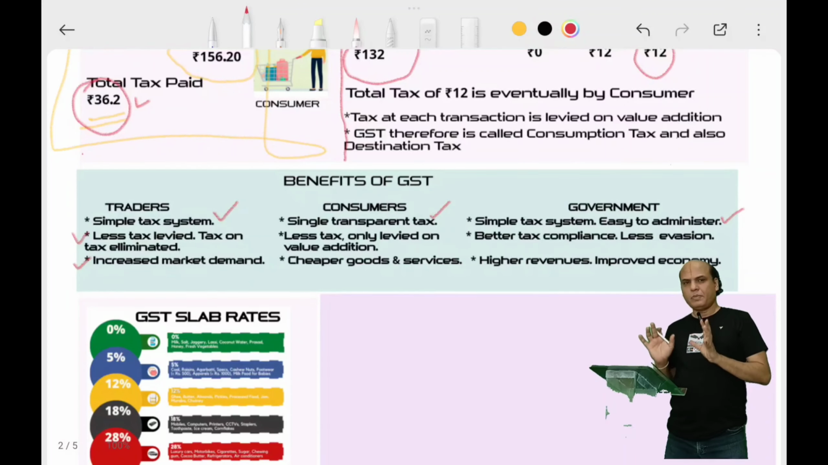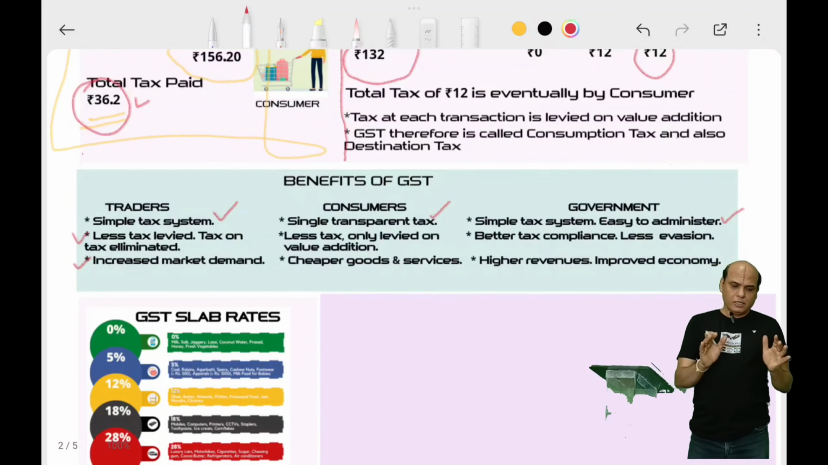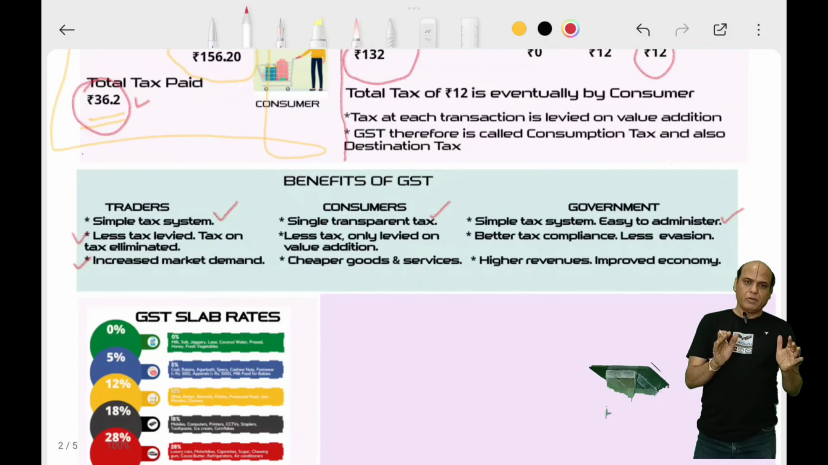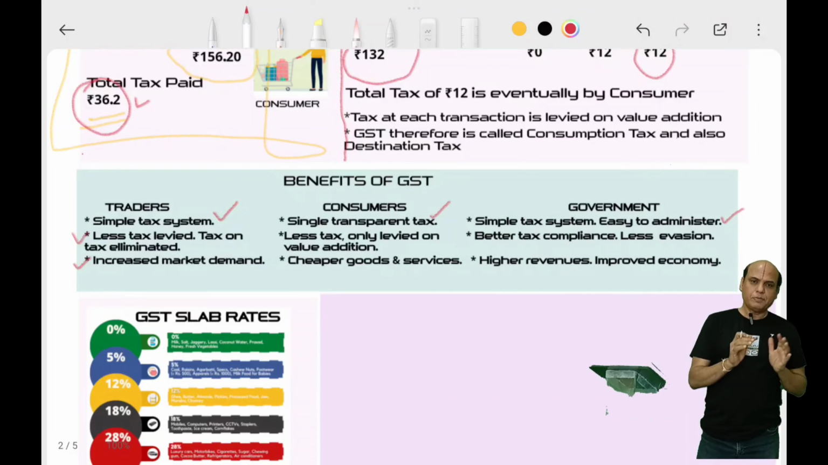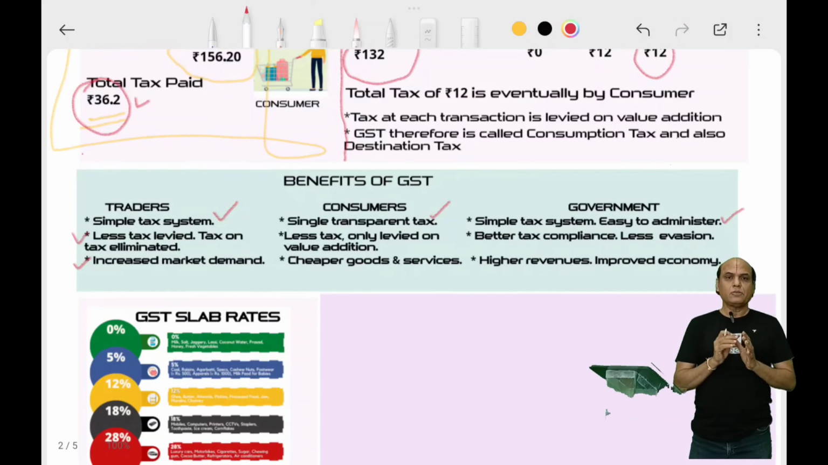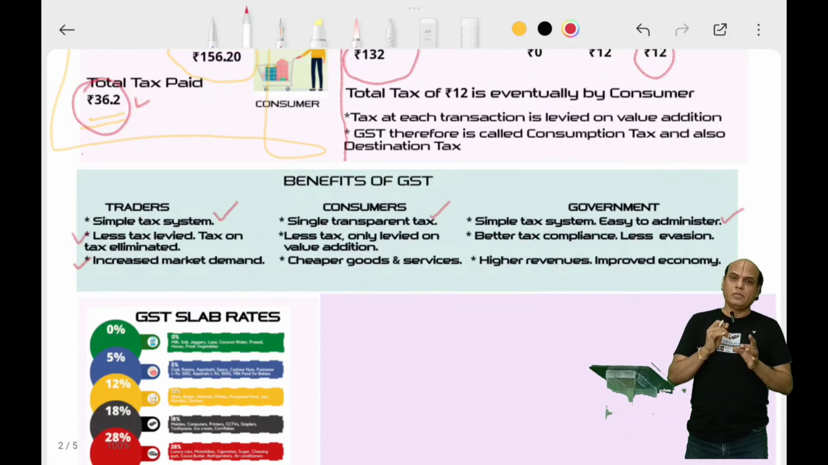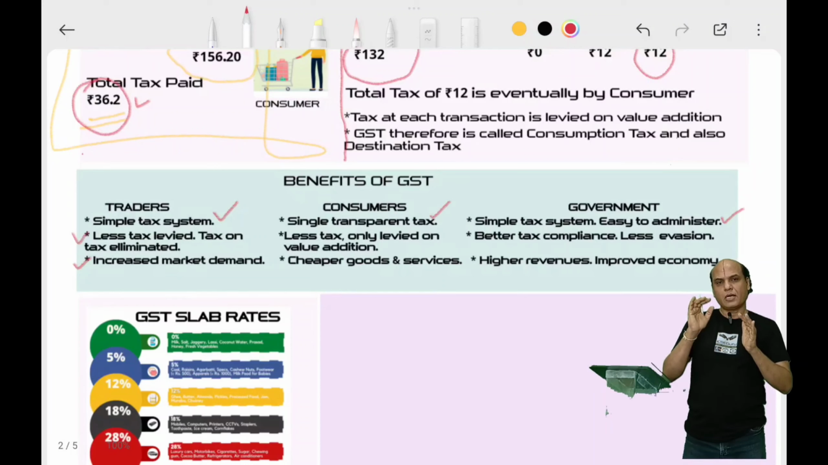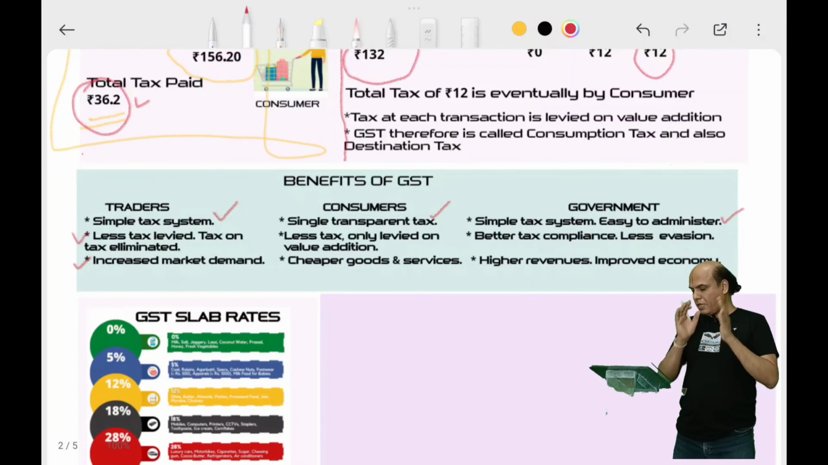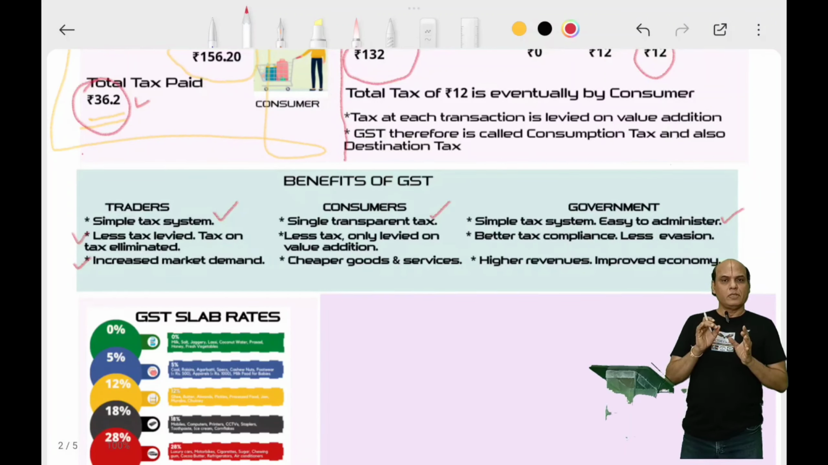So from the government perspective, when the market demand is high, when the goods and services become cheaper, when more customers are buying, the revenues of individuals and business entities will go high. So the economy of the government will improve. The economy of the country will improve. So from the government perspective, they will generate higher revenues.